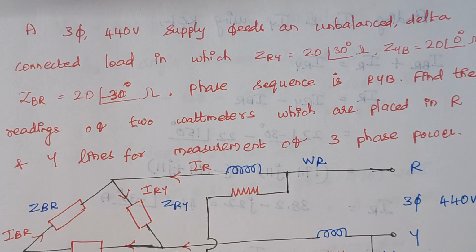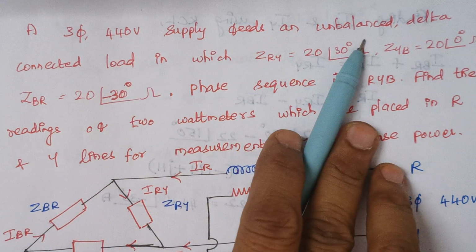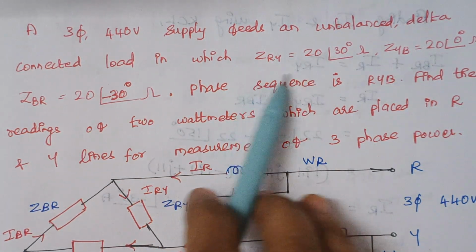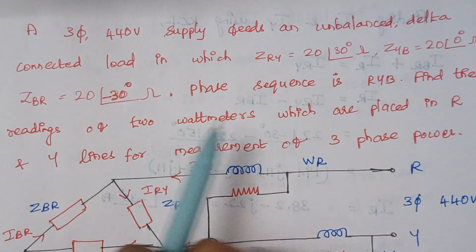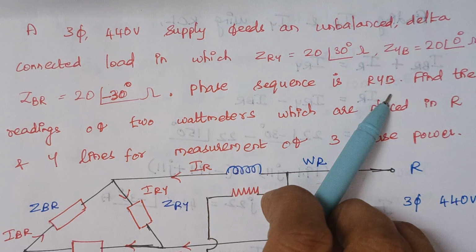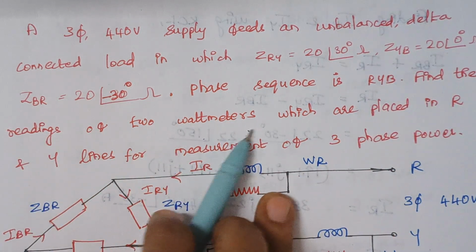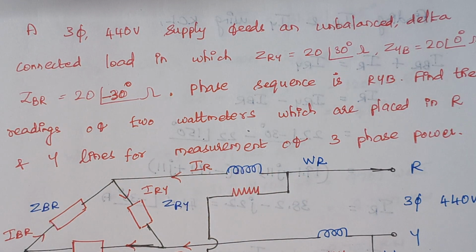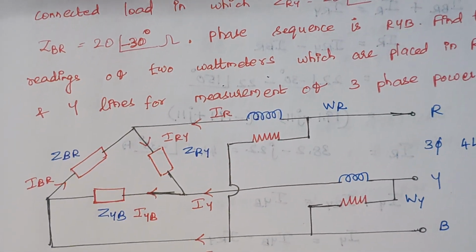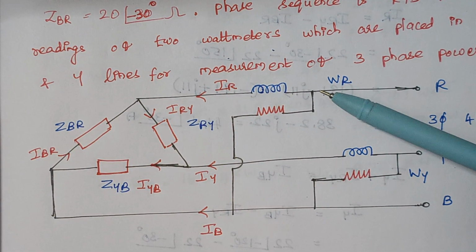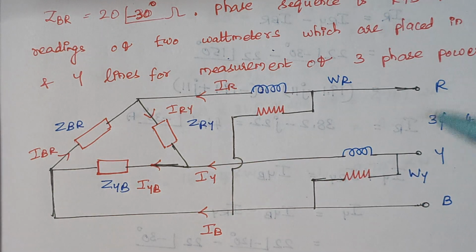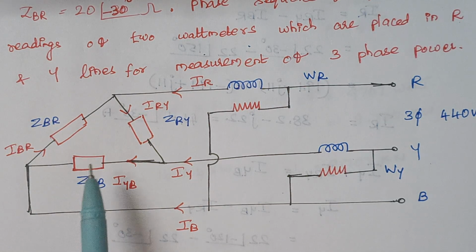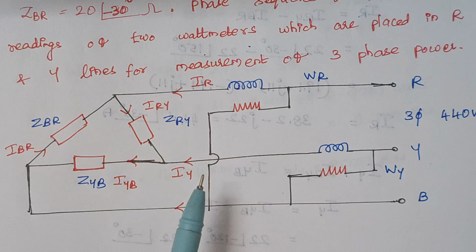The next problem is: a 3-phase 440 volt supply feeds an unbalanced delta connected load in which the values of the impedances Z_RY, Z_YB and Z_BR are given, and the phase sequence is RYB. Find the readings of the 2 wattmeters which are placed in the R and Y lines for the measurement of 3-phase power. One wattmeter is placed at R and another at Y. The supply is 3-phase, 440 volt, and it is a delta connected load, as clearly mentioned in the problem.